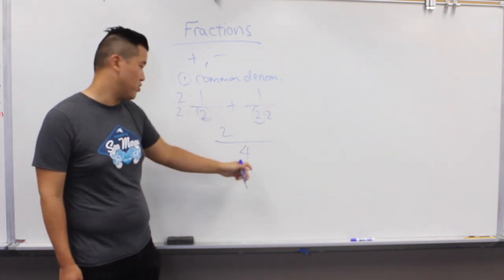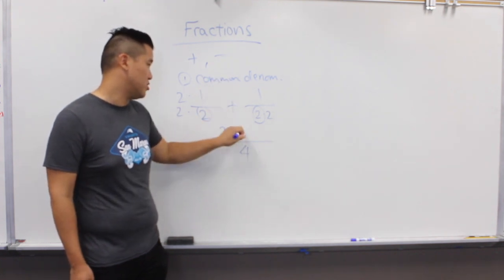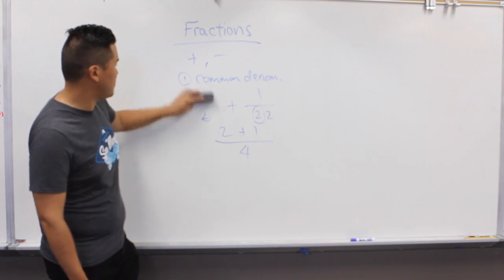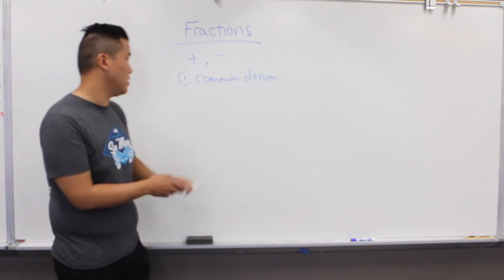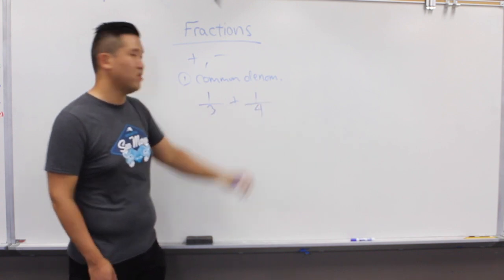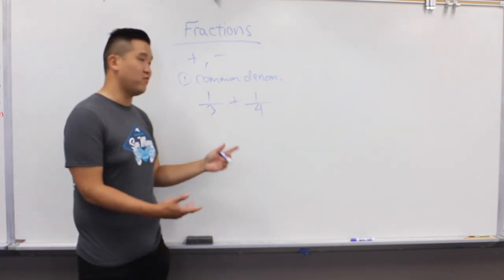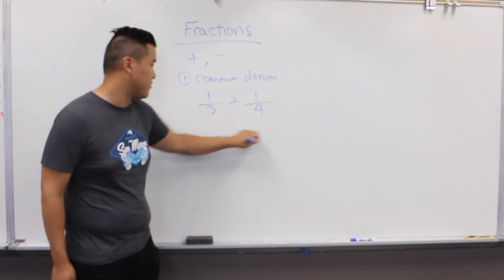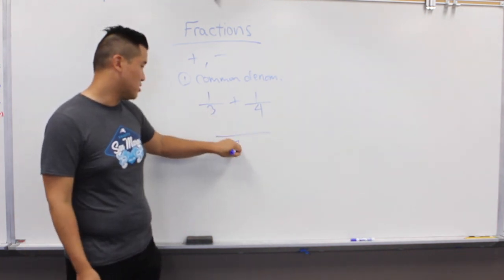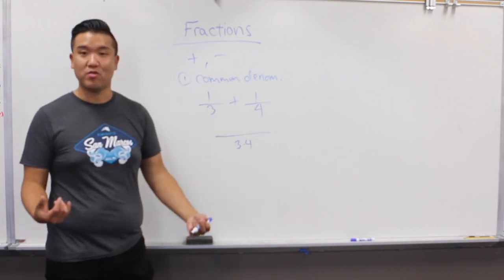Here we have 4, so we already have it. I don't have to do anything, so I'm just going to keep it the same. If the denominators don't have common factors, like 1/3 and 1/4, obviously 3 is not a factor of 4, and 4 is not a factor of 3, all we have to do is multiply them together. I need the 3, I need the 4, so just multiply those together. That's your new common denominator.